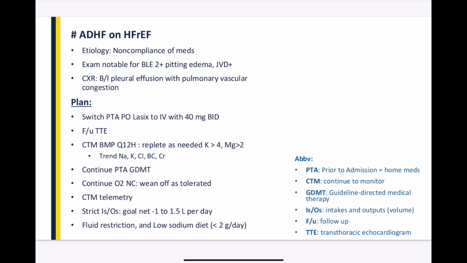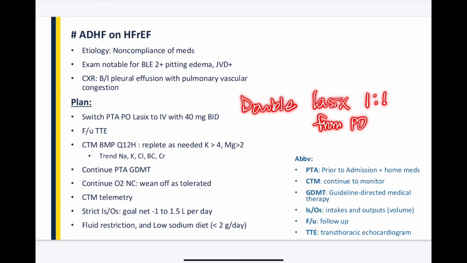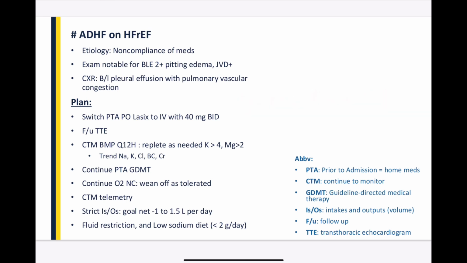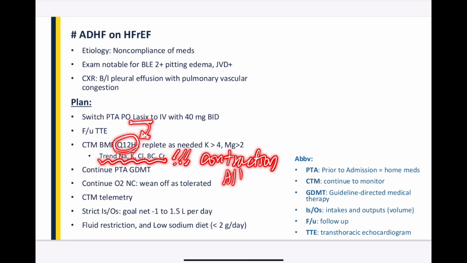Usually in acute decompensation of heart failure, we double the home diuretic dose with the IV form. You can easily find the equivalent between Lasix and Bumex of oral and IV forms on Google. The reason for more frequent BMP check, like every 12 hours instead of daily, is to trend electrolytes and renal function, specifically sodium, potassium, chloride, bicarb, and creatinine level, while the patient is on a high dose of diuretics. It's because aggressive diuresis sometimes can cause contraction alkalosis or electrolyte imbalance.